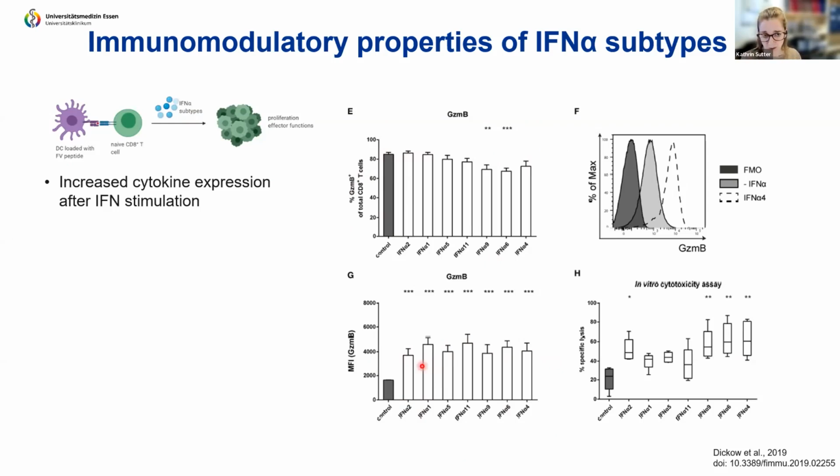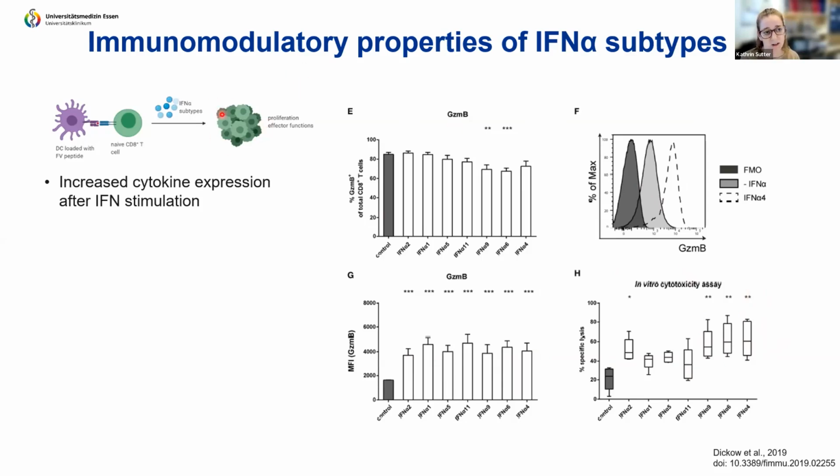So you don't have more cells which are positive or which are expressing granzyme, but within the cells, you have higher concentrations of granzymes. And what you can also then see is that especially those interferons which strongly inhibit the proliferation, like 4, 6, and 9, they can also strongly kill target cells. So this is an assay where you check the cytotoxic potential of these CD8 T cells.